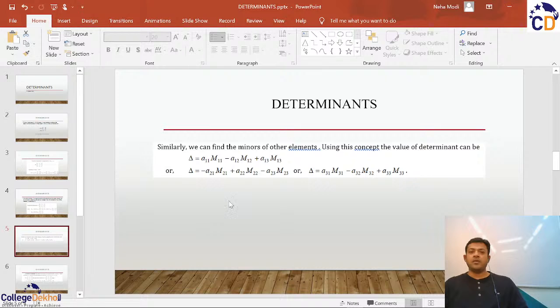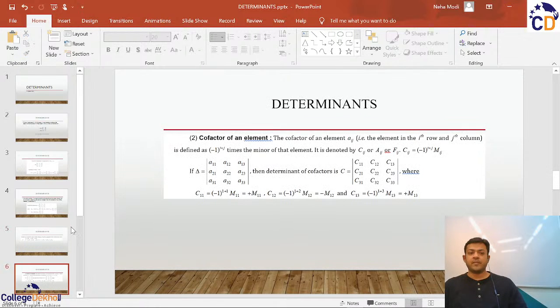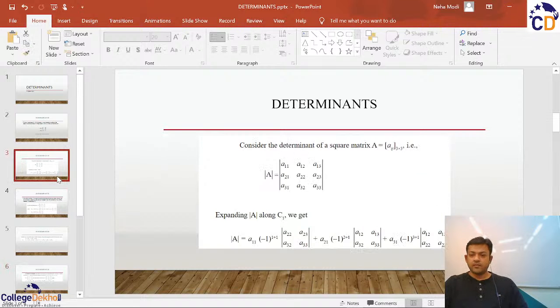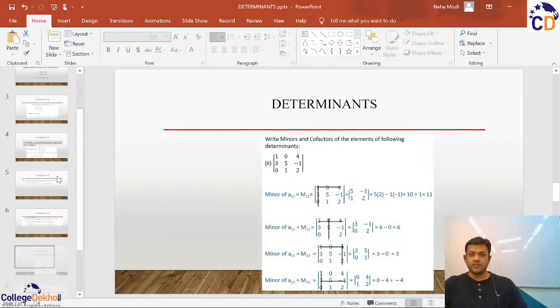Okay. In order to calculate the numeric value of the determinant, we write determinant. It is represented by a small triangle. We call it the det. It is equal to the first element multiplied by its minor, negative second element multiplied by its minor, positive third element multiplied by its minor. We can perform the same operation for the second row or the third row. Okay. Let us take a numeric example to understand this concept.